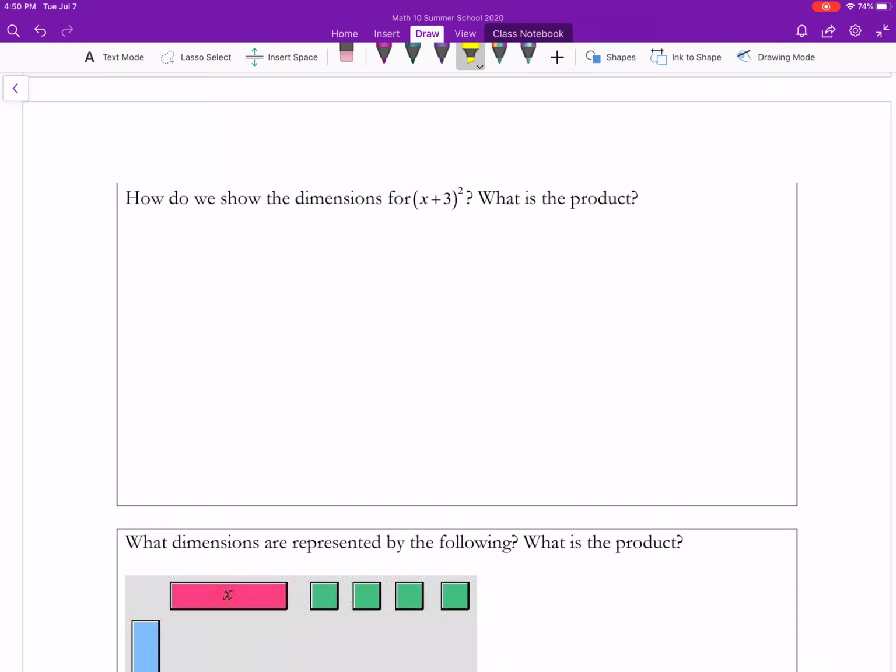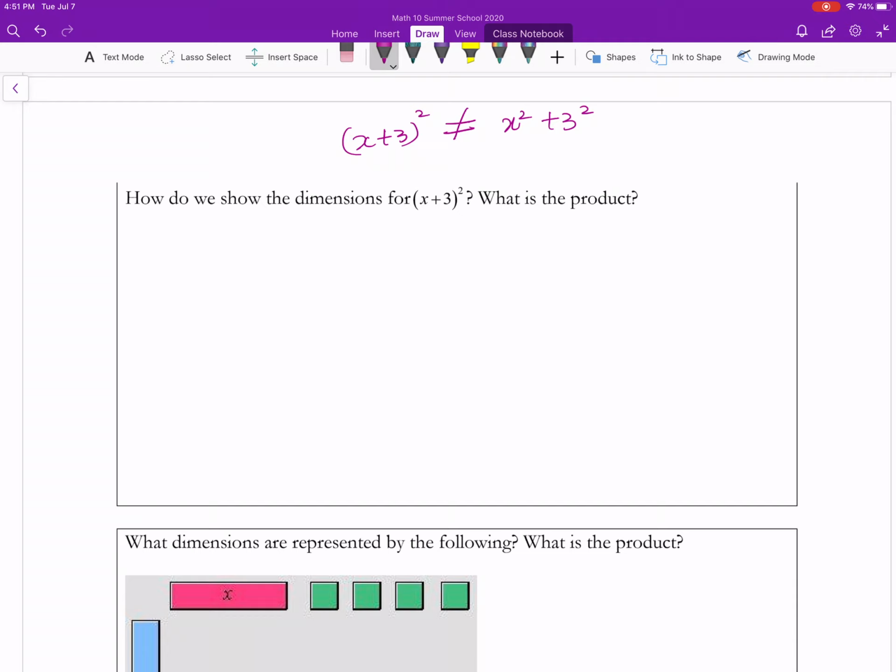Next one, how do we show the dimensions for x plus 3 whole square? And what is the product? So before I go further, I want to show you that x plus 3 whole square is never equal to x squared plus 3 squared. They are never equal. And why, we'll be learning in this chapter later on.